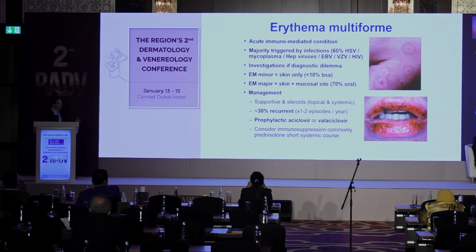But one of the first lines we tend to use, before jumping to long-term immunosuppressive medication, is to put the patients on prophylactic acyclovir 400 milligrams. In a first stage, it tends to reduce the number of attacks. And when it's controlled, then we start reducing its frequency and then even stopping.